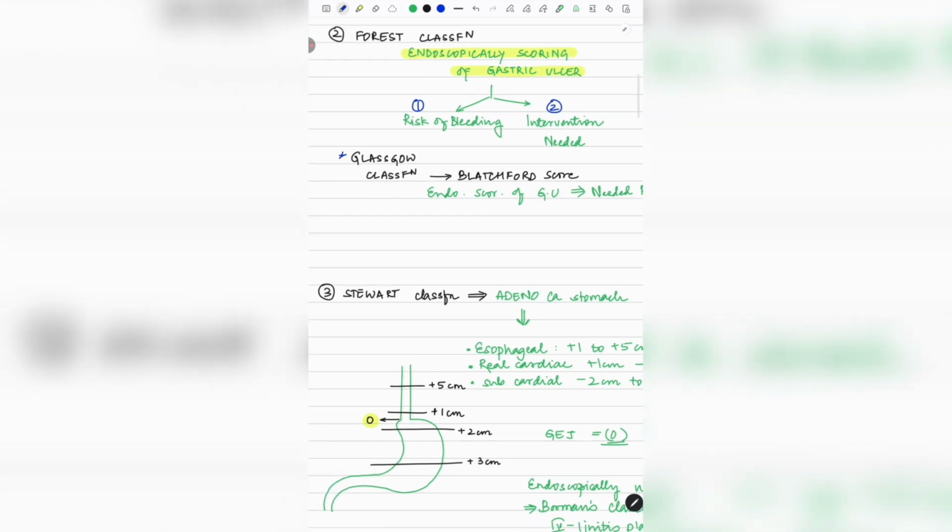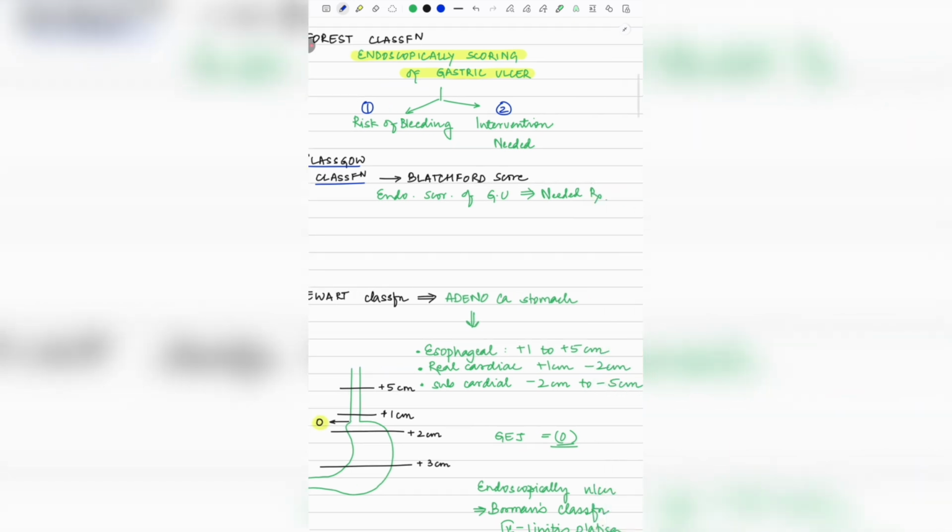The next one is Glasgow classification. Again, I have told you it's a Blatchford scoring. Okay, Glasgow classification which is a Blatchford score, they can give both names. What is it? Again, it is endoscopic scoring of the gastric ulcer needed for the treatment. Just the treatment part is focused here.